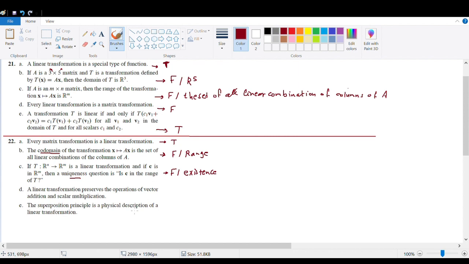D: a linear transformation preserves the operations of vector addition and scalar multiplication. This one is clearly true. We see here T(c1 v1 + c2 v2) is c1 T(v1) + c2 T(v2). There is no change in addition or scalar multiplication of the vectors. Now E: the superposition principle is a physical description of a linear transformation. This one is true, and we have seen that T(0) = 0.